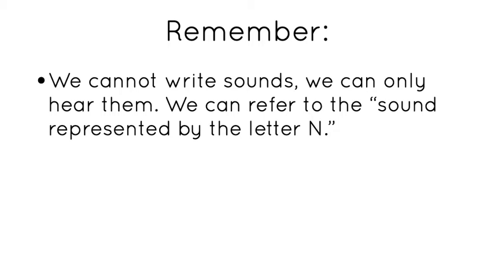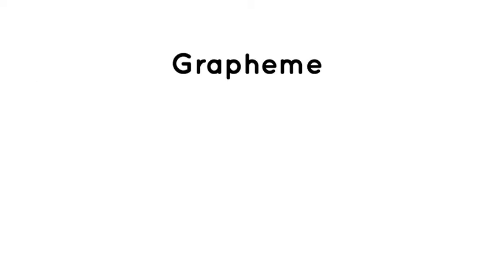We also want to remember that we can't write sounds. We can only hear them. So we can refer to the sound represented by the letter N rather than the letter N makes this sound. We really can't hear that sound. We really can't write that sound. So we want to make sure that we're clear with kids that the N is a letter that indexes a particular phoneme. We could think about N as a grapheme, though.